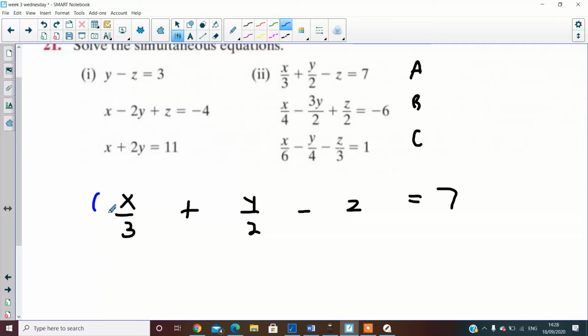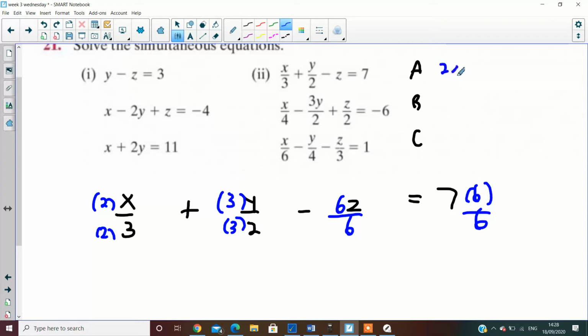Now, what do we do here, guys? What do we do? 2 top and bottom, 3 top and bottom, and 6 top and bottom. And then over here, 6 top and bottom. And lo and behold, this becomes 2x plus 3y minus 6z equals 42. Everybody cool with that? Now, what about the next part?